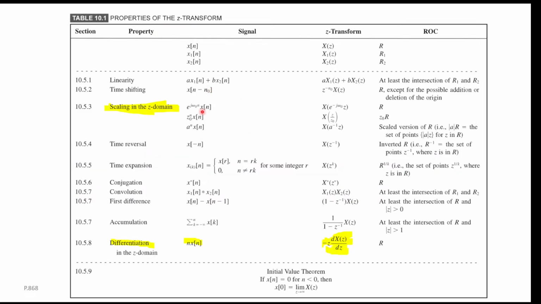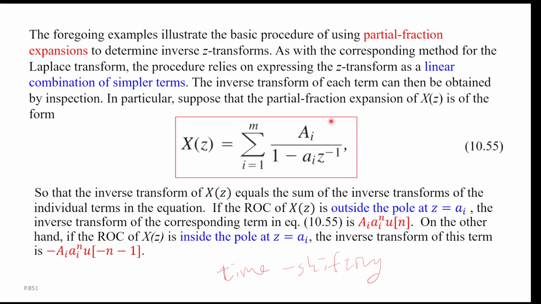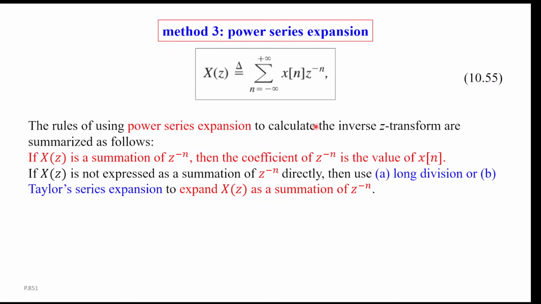So this time shifting property is very nice when you try to do inverse z transform, because you can absorb extra power of z into a time shift of your signal. Sometimes you don't need to do partial fraction expansion with every z on the top. And then you also have the power series expansion.